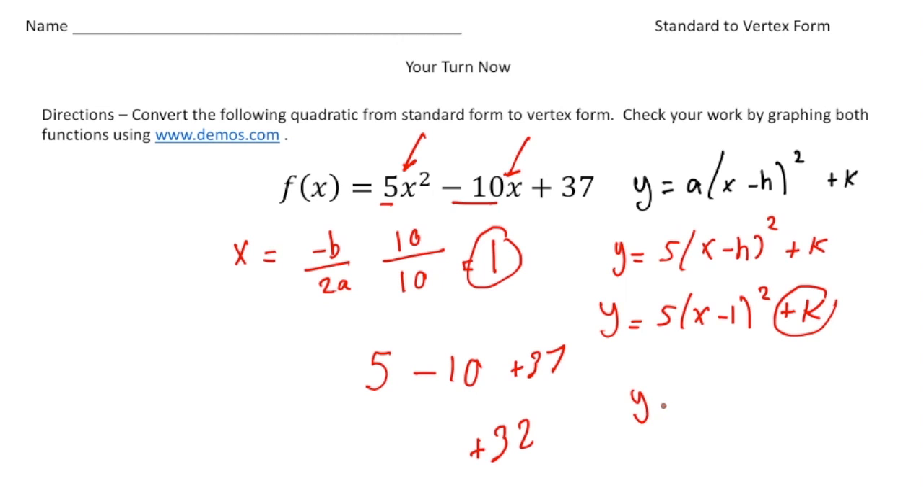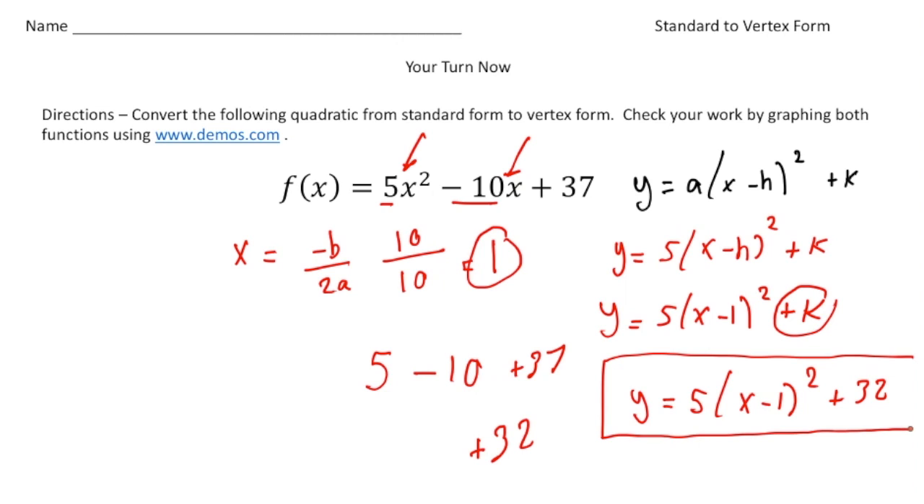So we end up with y equals 5 times x minus 1 squared plus 32. And there's our equation written in vertex form. All right, how'd you do?